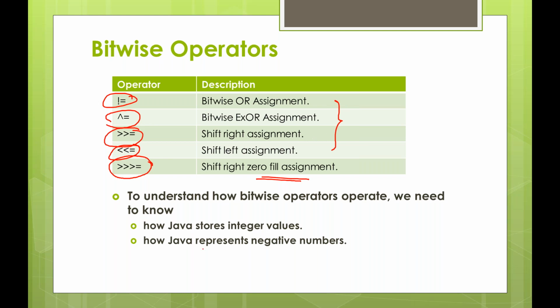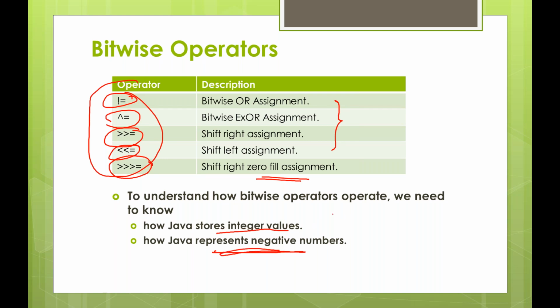In order to understand how these operators operate, we need to understand 2 things: how Java stores integer values, all the different types of integer values, that is long, int, short, byte, and char, and then how negative numbers are represented in Java.